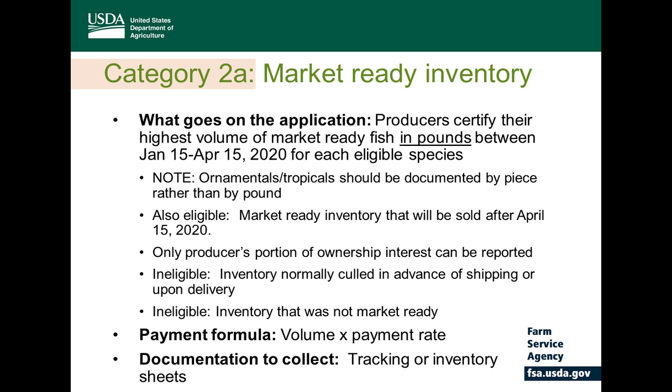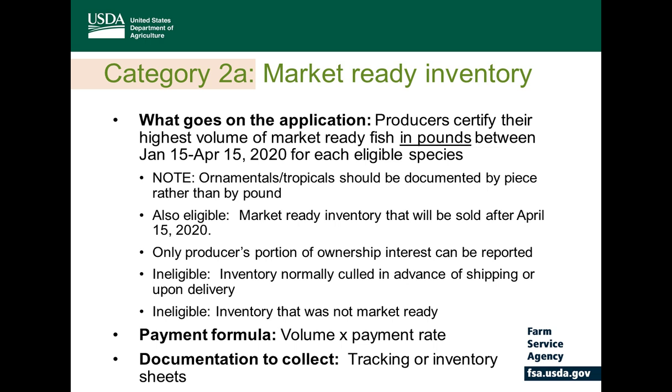So category 2, it's market-ready inventory that was not sold. What's going to go on the application is the producer is going to certify to their highest volume of market-ready fish in pounds between January 15th and April 15th of 2020 for each eligible species. And just to point out that the ornamentals and tropicals, it's going to be by piece rather than by pound.